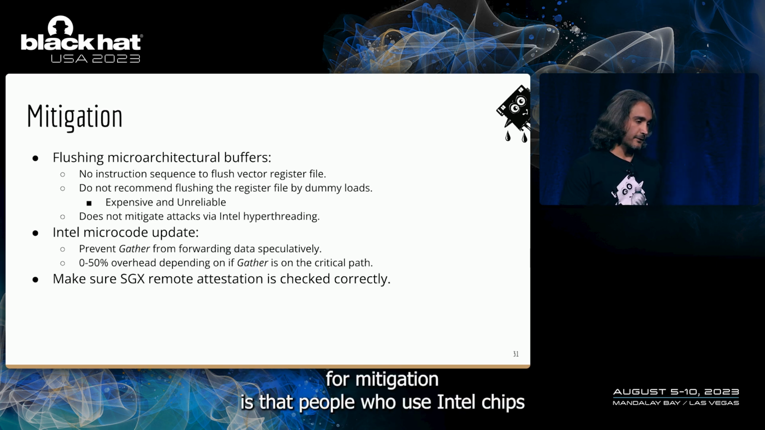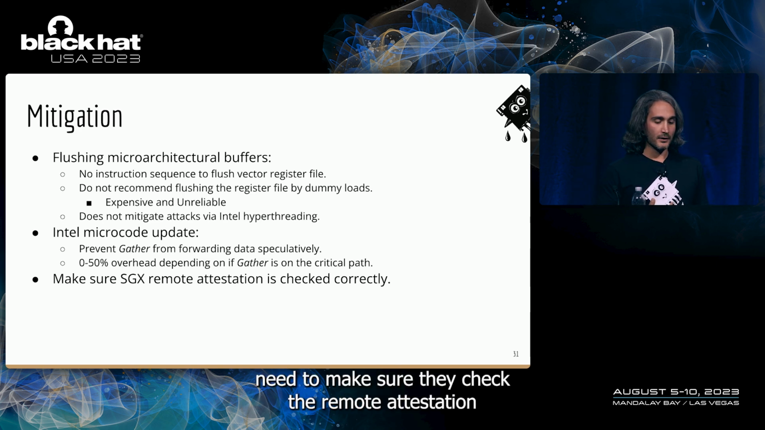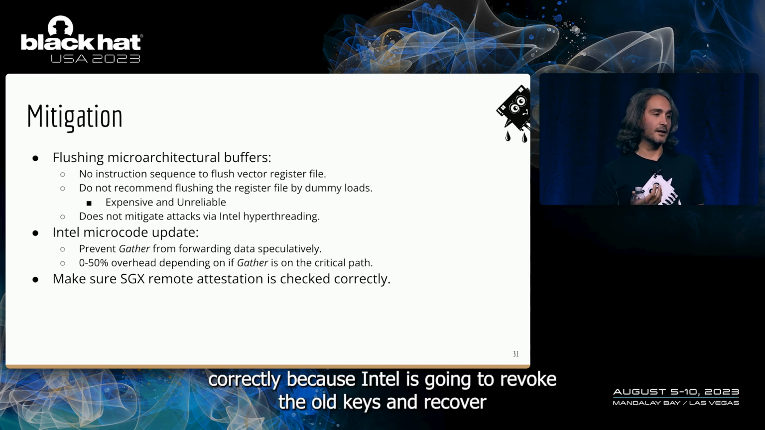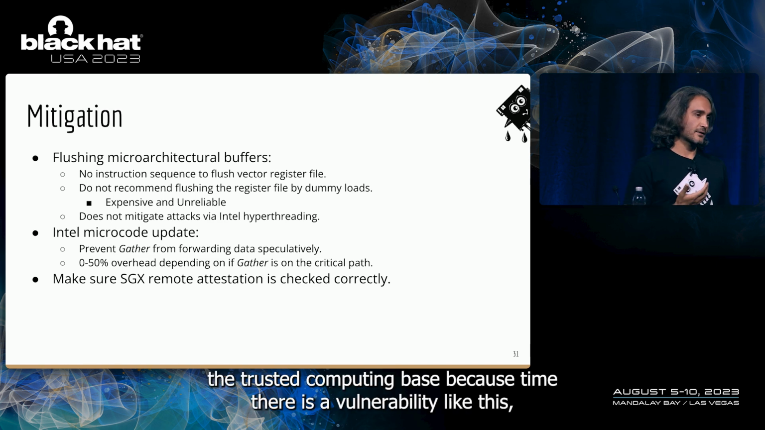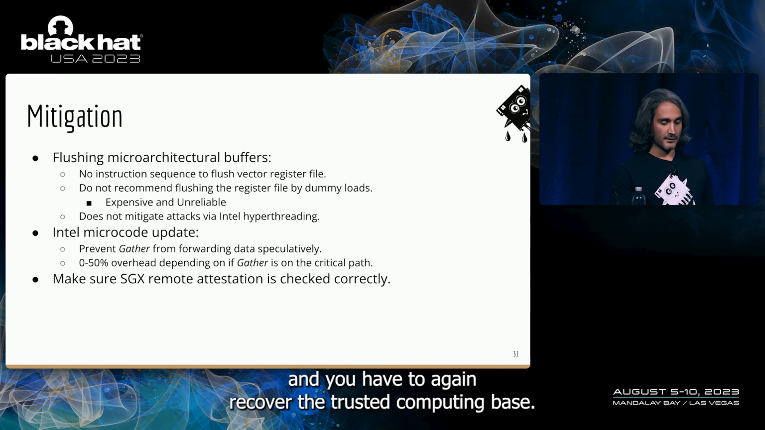Another important thing for mitigation is that people who use Intel SGX need to make sure that they check the remote attestation correctly, because Intel is going to revoke the old keys and recover the trusted computing base. Because every time there is a vulnerability like this, all Intel SGX is going to be compromised, and you have to, again, recover the trusted computing base.